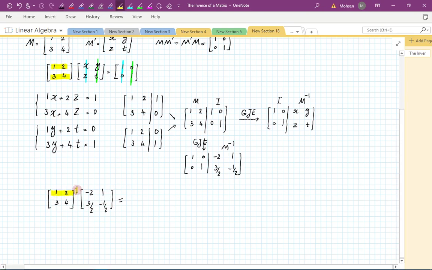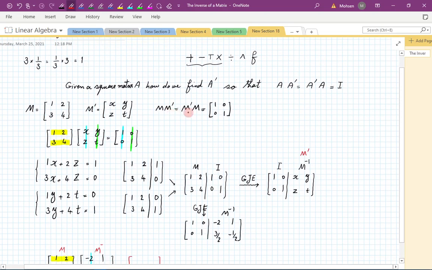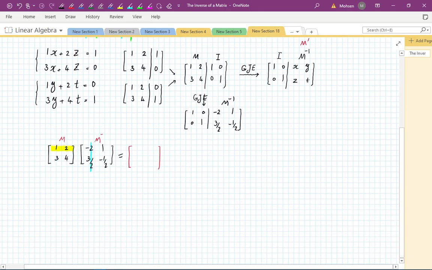if I take this, multiply by that, what do I expect to get here? I expect to get identity. Let's see if it actually does. So this is my M. This is what we claim to be its inverse. So I wrote it M inverse, that is the same as the M prime that we started with. I went a little bit ahead of myself. We are going to write it as M inverse as opposed to M prime.